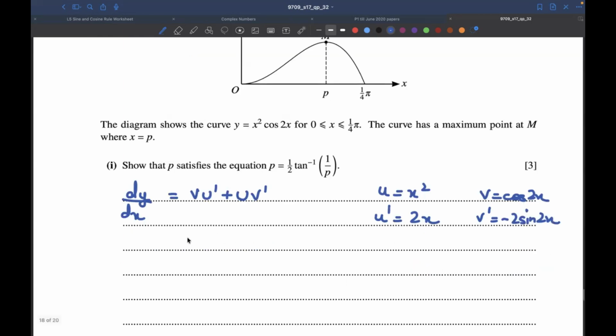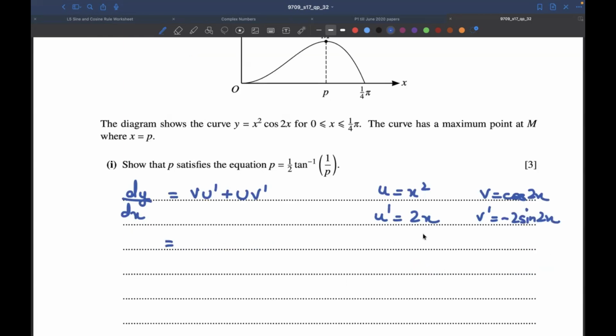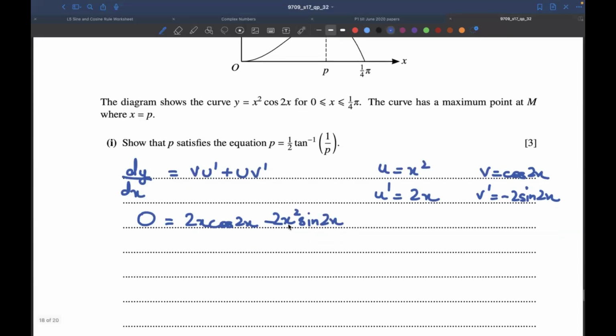So we'll write it as vu dash, that will become 2x cos of 2x plus, and this is a minus sign, so we can just write minus over here, and this will become minus x squared times 2, so this is 2 over here and sine of 2x. And we'll put it equal to 0. Now, solving it, we'll bring 2x squared sine 2x on the left hand side. So we'll have 2x squared sine of 2x equals 2x cos of 2x.